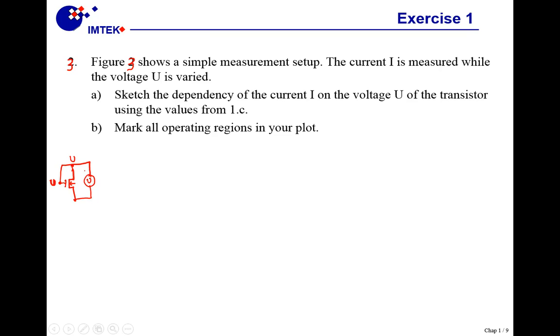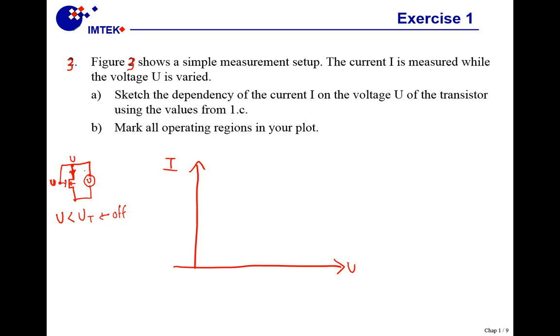So now, how do we make the plot? We are asked to sketch the dependency of the current I on the voltage U. By the way, I is the current that flows through here, so it's the drain current in this case. First, we have to know that when U is smaller than our threshold voltage, our transistor is going to be off. This is the first thing that you have to know. So if we make a plot here, current I versus our voltage U.